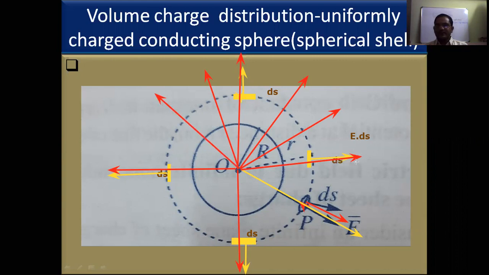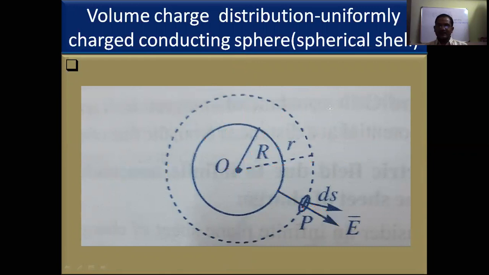Since ds bar and E bar are both in the same direction, the flux through the small area element anywhere is equal to E bar dot ds bar. Then the total flux through this entire surface is obtained by integrating E bar dot ds bar. So the total flux phi is equal to the surface integral of E bar dot ds bar, which equals the integral of E ds cos 0, that is, the integral of E ds.